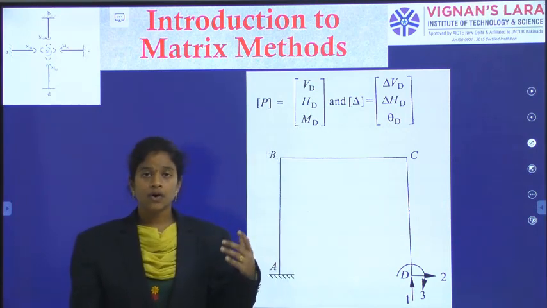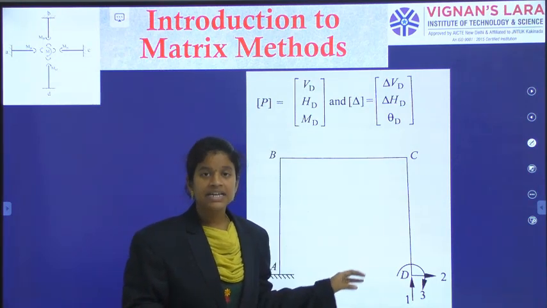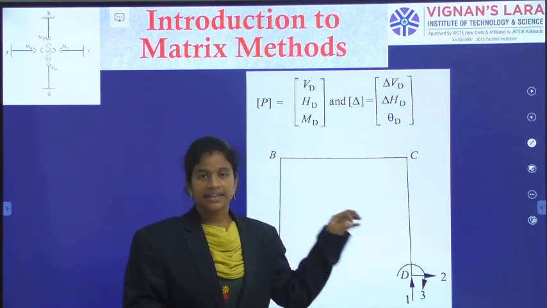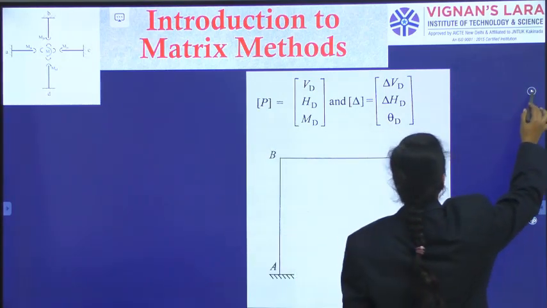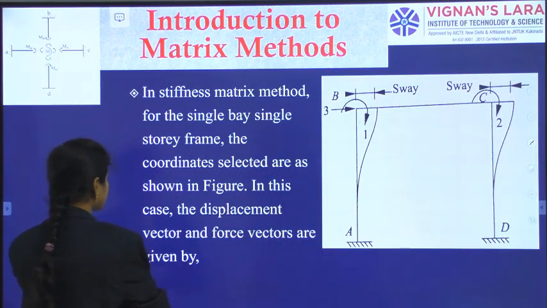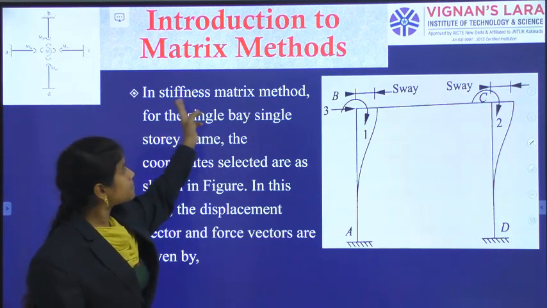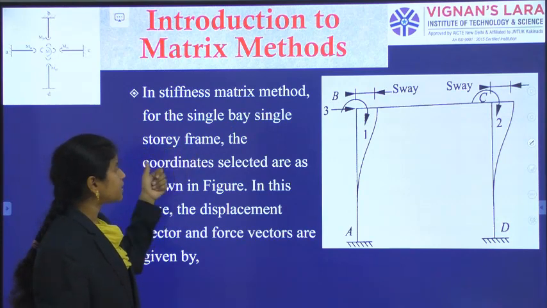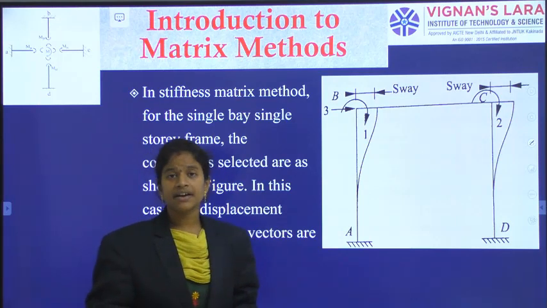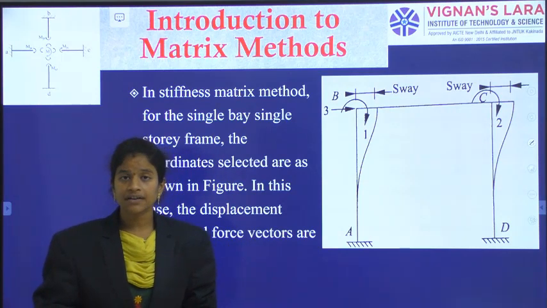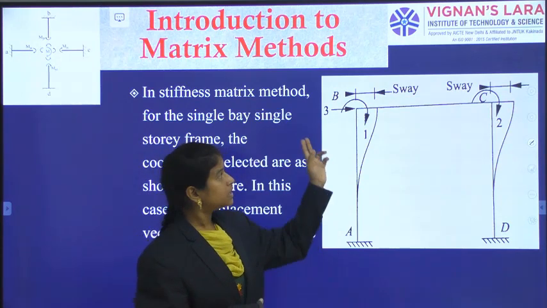So, Cartesian coordinates and normal coordinates like polar coordinates are completely different. Here, coordinate means the direction of the particular force or the direction of the particular displacement. That direction is the indication. Now for the stiffness matrix method for the single bay, single story frame, the coordinates selected are as shown in the figure. In the stiffness matrix method, we have the force method or flexibility method, and the displacement method.